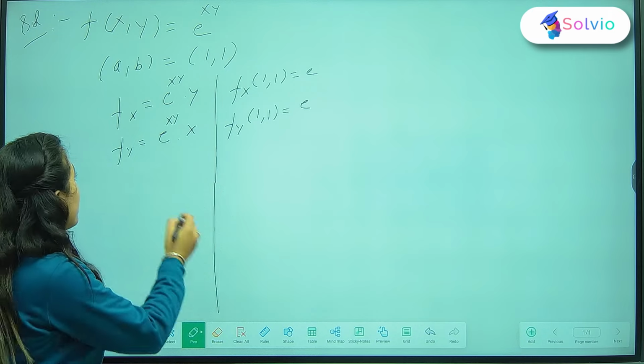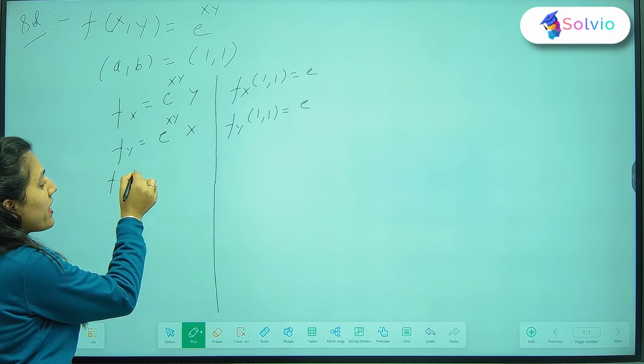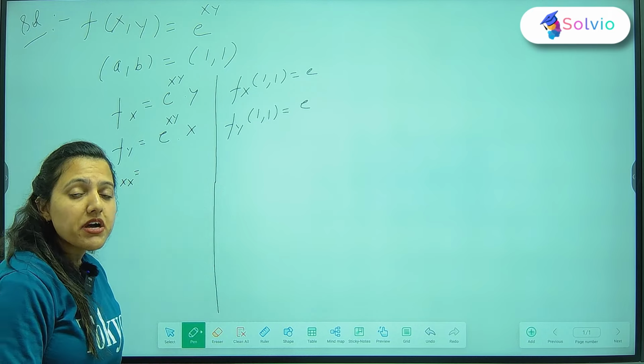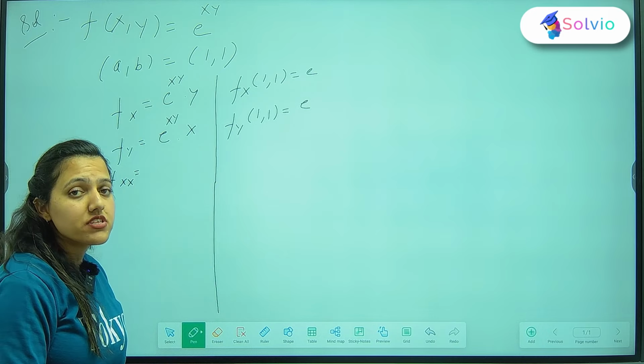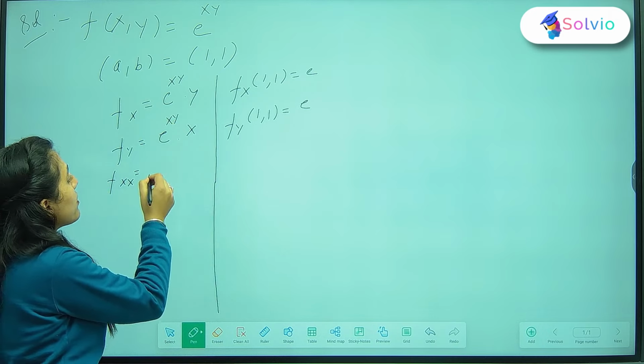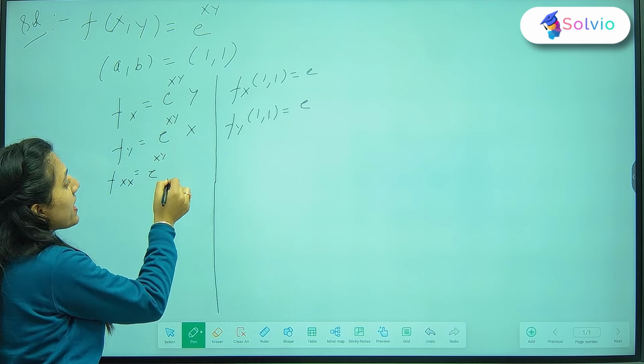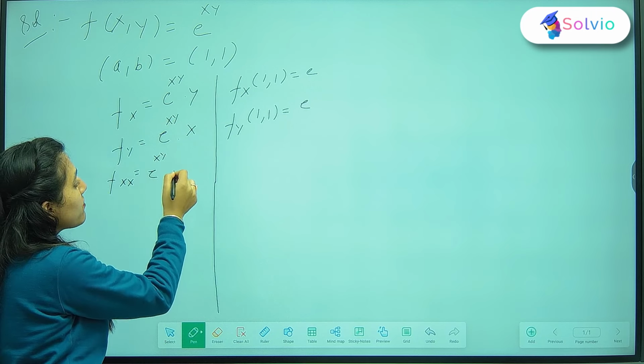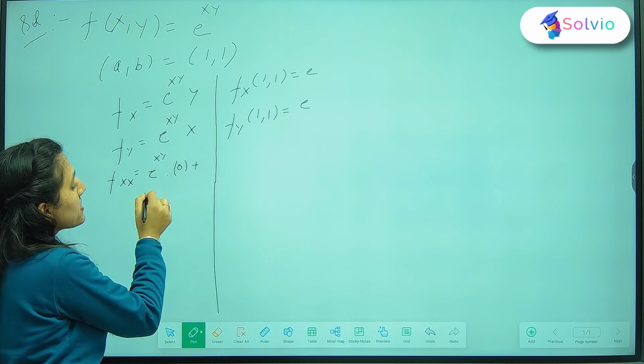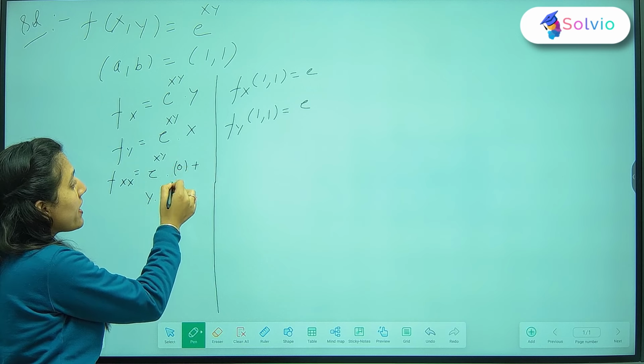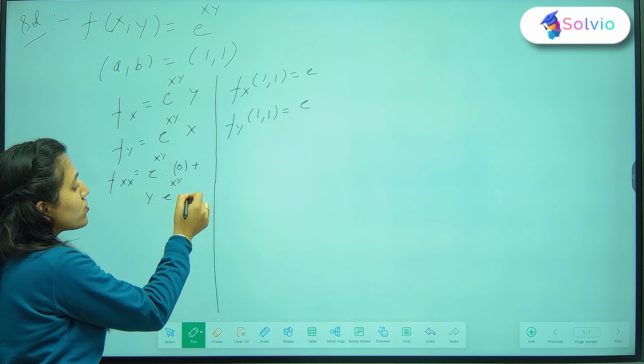Now fxx, that is the second order partial derivative of our function f with respect to x. So that will be the first function e^(xy) into the derivative of the second function, which is 0, plus y into e^(xy) into y.